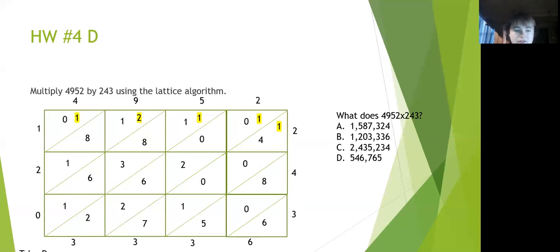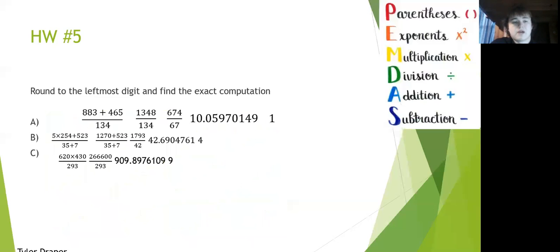That's right. Our answer is going to be B, and it's going to be 1,203,336. That's a large value. Good job. We're done with our lattice algorithm now.